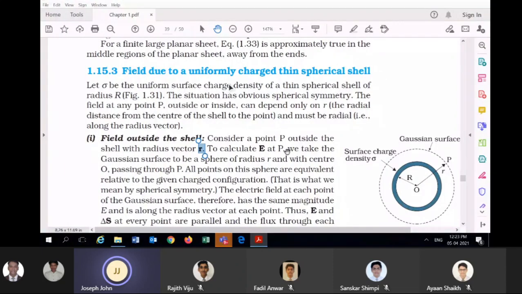Next sentence. To calculate the E at P, we take the Gaussian surface to be a sphere of radius small r with the center O passing through P.